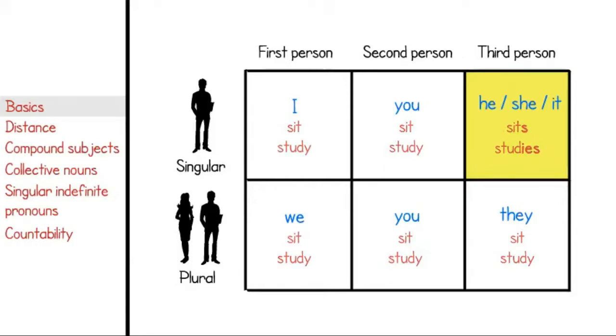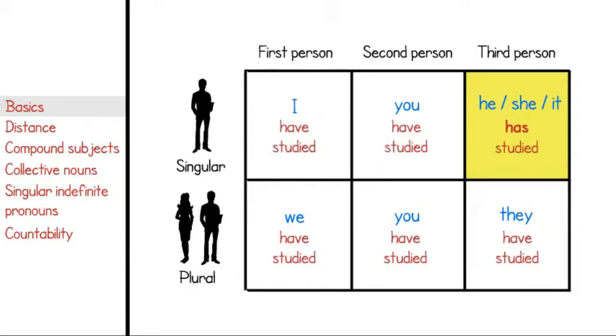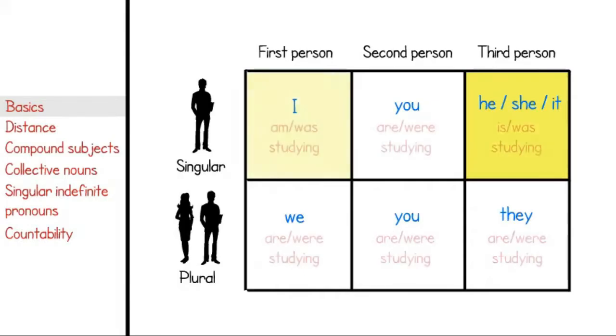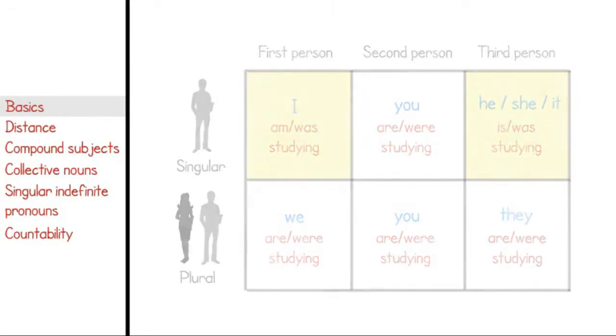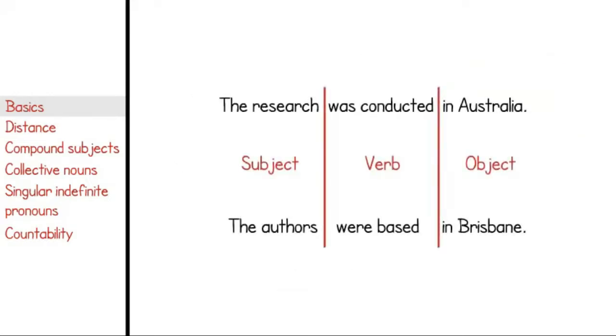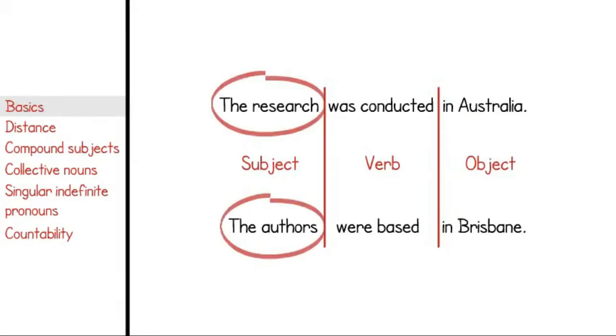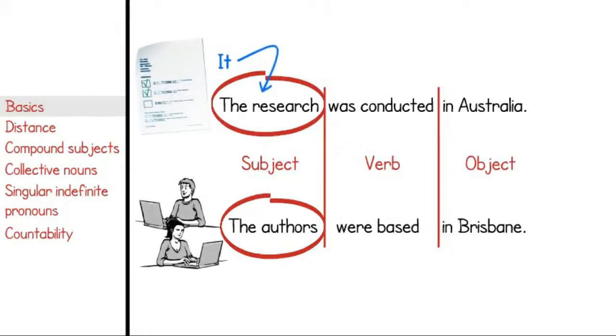This rule also applies in the present perfect, where we choose have or has depending on the subject. It also applies in continuous tenses, such as the present continuous or past continuous, where we have to choose the correct form of the verb be. If you find it difficult to decide which form of the verb to use, a good tip is to substitute the noun for a pronoun. For example, for research, use it. For the authors, use they.